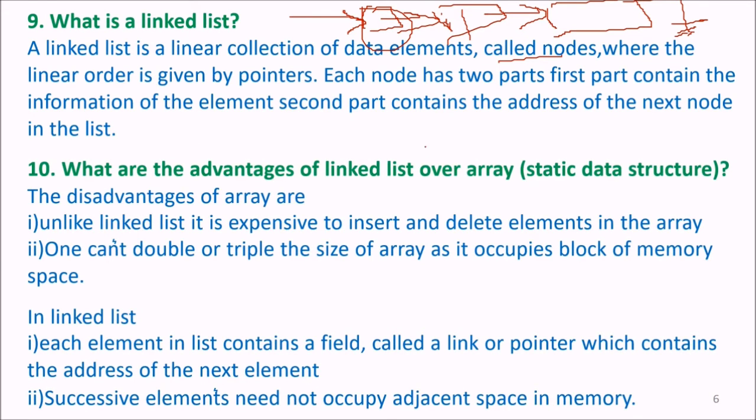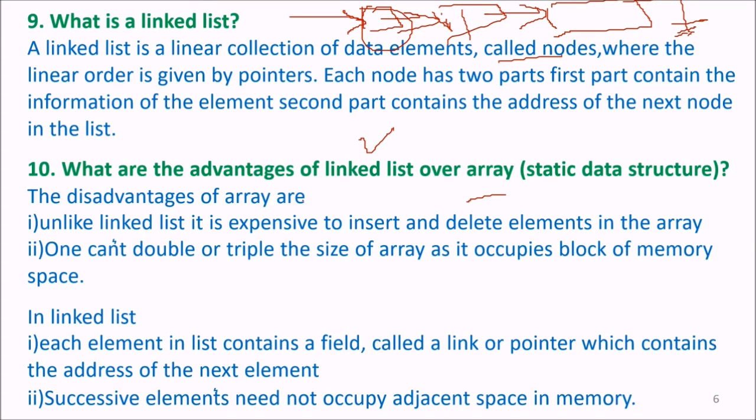What are the advantages of linked list over array? Array is a static data structure, while linked list is a dynamic data structure. Data structures can be divided into two categories: static and dynamic. A static data structure does not increase or decrease, it remains static. In a dynamic one, the values increase or decrease, that is, the data structure grows or shrinks.